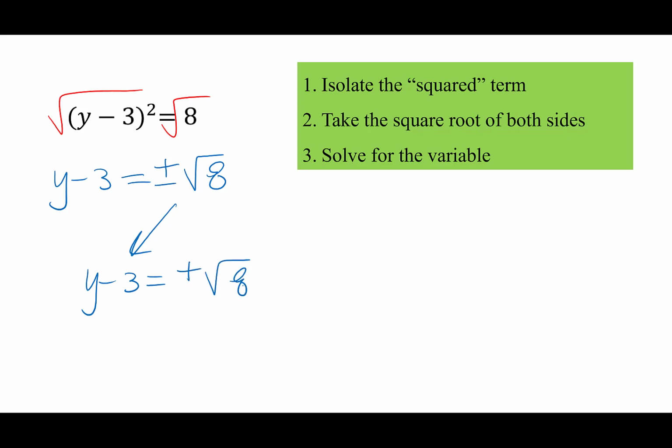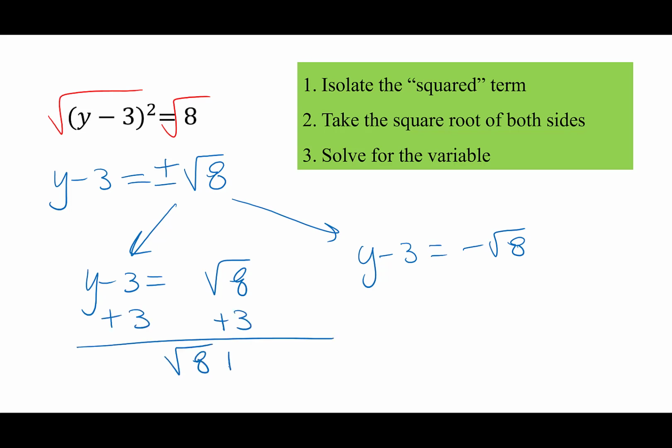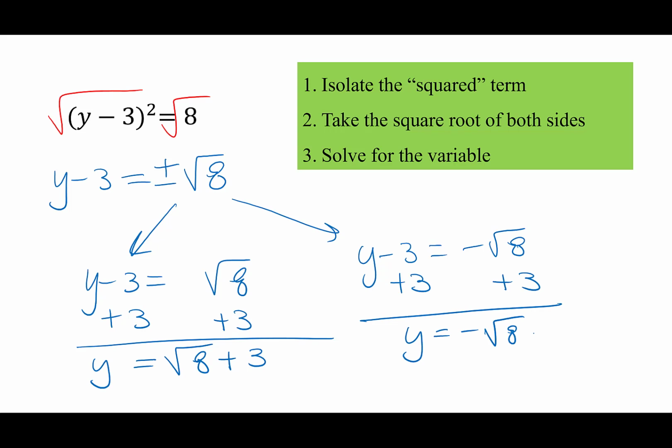You don't really need that positive sign there. I think I'll erase it. And then y minus 3 equals negative square root of 8. We'll add 3 to both sides. So this is the square root of 8 plus 3. And over here, this is the negative square root of 8 plus 3. Very similar answers, but we're not quite done.